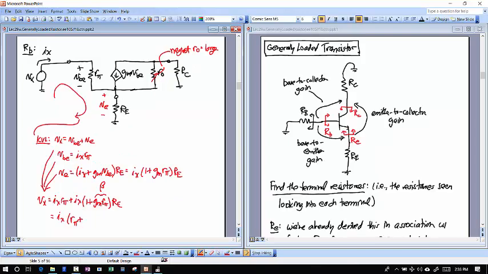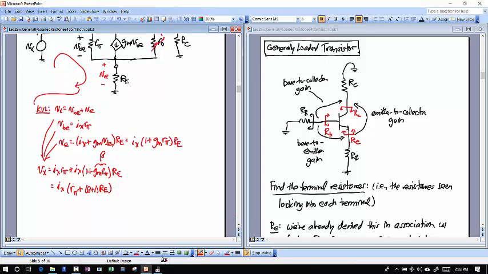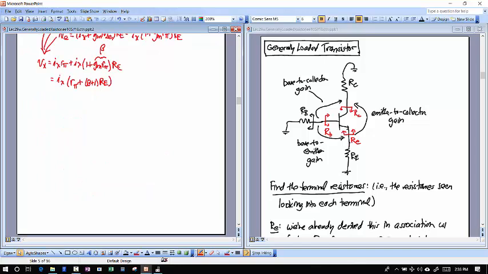Right? That's just beta. So in the end, this is going to be R pi times beta plus 1 times that RE, right? Which means finally, I can say that RB, which is the resistance I was looking for, that's just going to be this Vx over Ix. That's going to be equal to R pi plus beta plus 1 times RB.